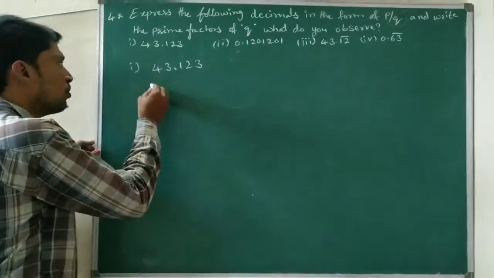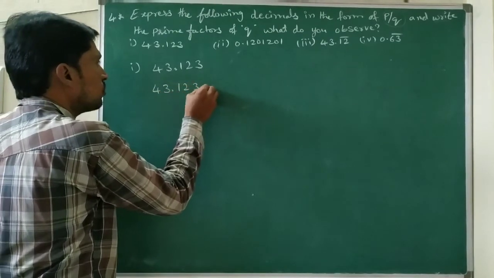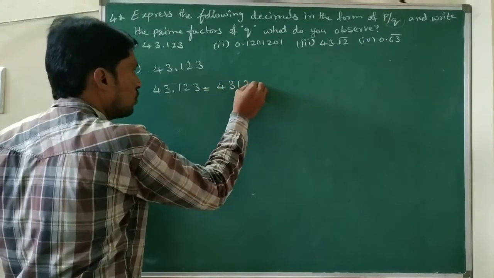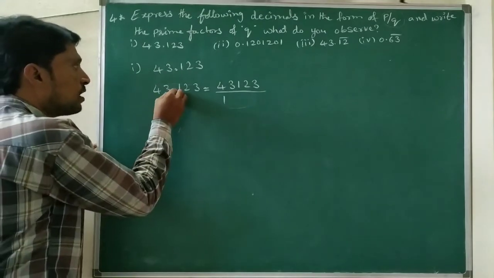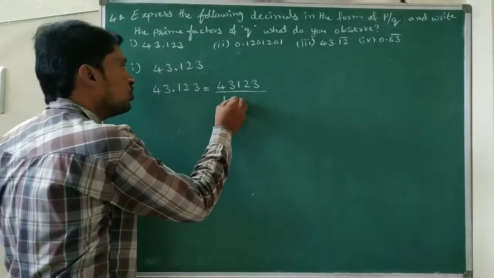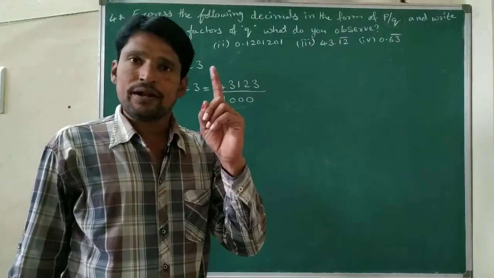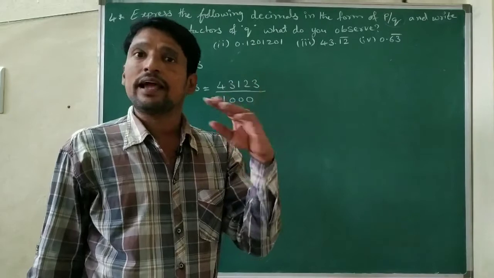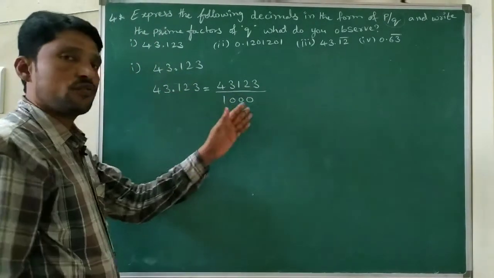decimal expansion. So first we write the P by Q form: 43.123 equals, the total number I am writing without the point, 43123 by, in the denominator, 1. After the point, how many digits are there? 3 digits, means we need to take 3 zeros in the denominator. For example, if there is 1 digit after the point we take 10, 2 digits means 100, like that. However many digits after the point, that many zeros we need to take.